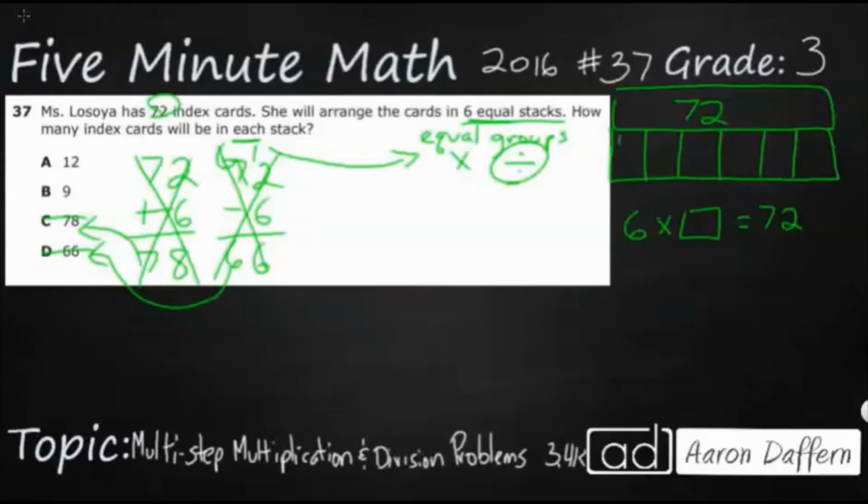So we can go 1, 2, 3, 4, 5, 6, 7, 8, 9, 10, 11, 12, and just keep going until we run out. 13, 14, 15, 16, 17, 18, 19, 20, 21, 22, 23, 24, 25, 26, 27, 28, 29, 30. Now I've got 6 sets of 5, that makes 30. If I do 30 plus another 30, that's going to give me 60.